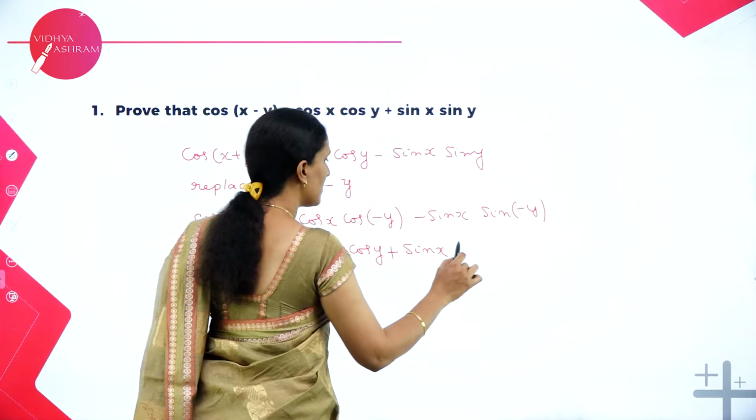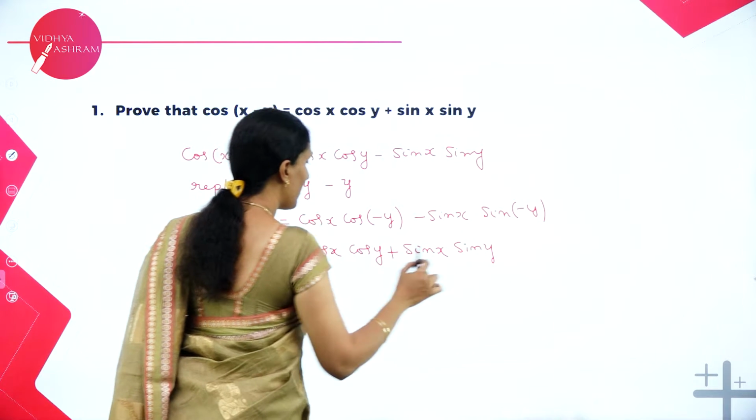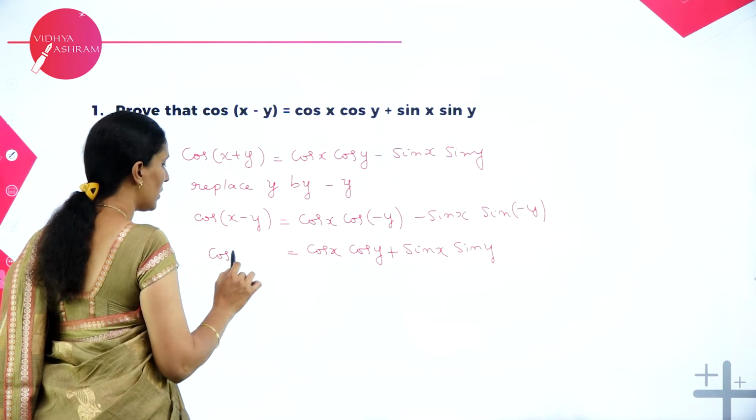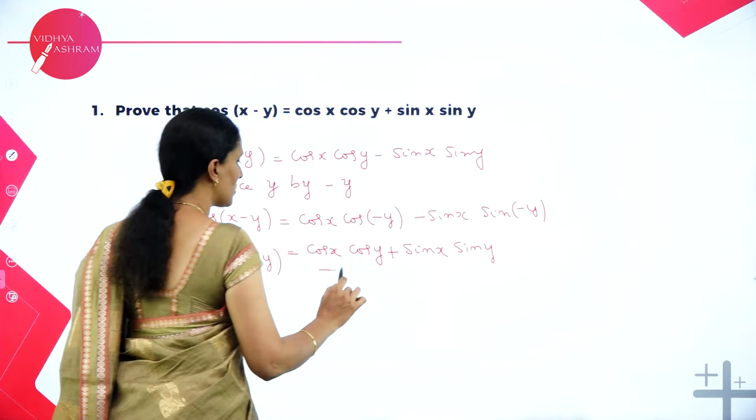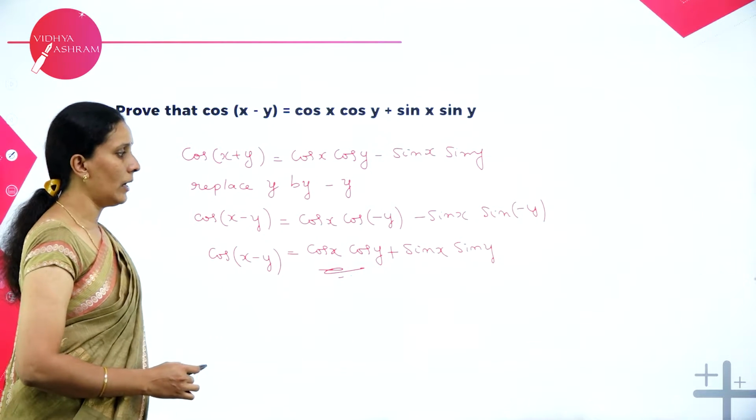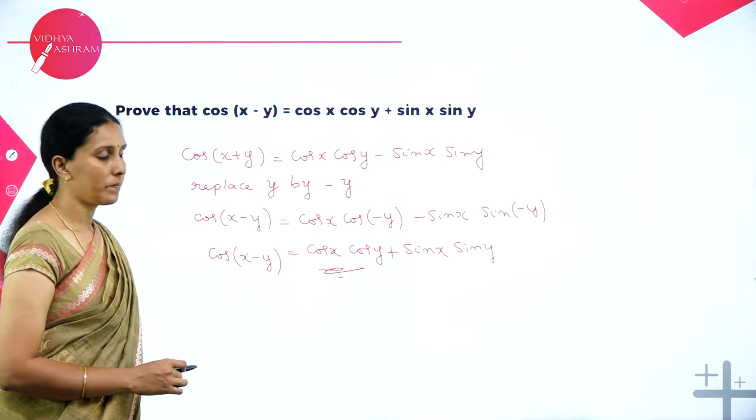So therefore, it becomes plus sin y here because we have minus there. So that is, we get cos(x minus y) as cos x cos y plus sin x sin y.